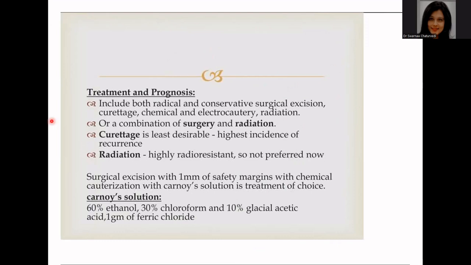If we look at the treatment, it includes both radical and conservative surgical excision, curettage, chemical cauterization, electrocautery and radiation. Mostly we go for a combination of surgery and radiation. Curettage is the least desirable, and radiation is not preferred because of the tumor's high radioresistance. When doing surgical excision, a safety margin of 1 mm is taken, and for chemical cauterization, Carnoy's solution is the chemical treatment of choice.